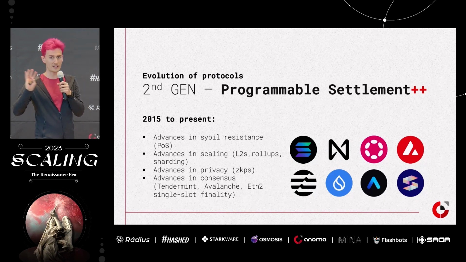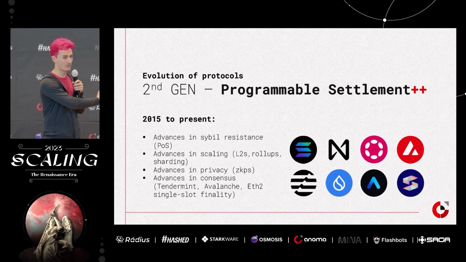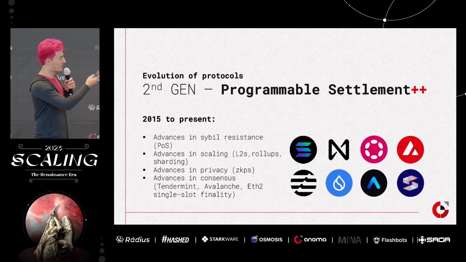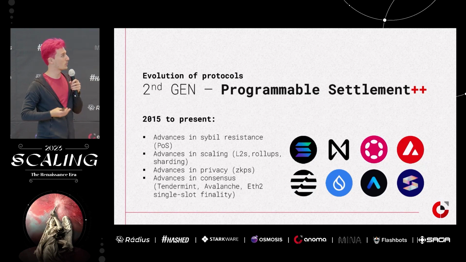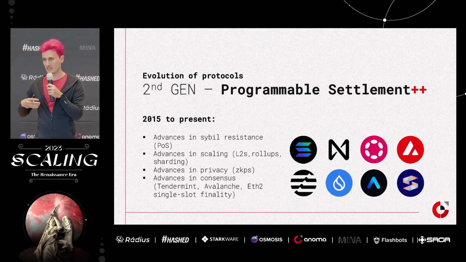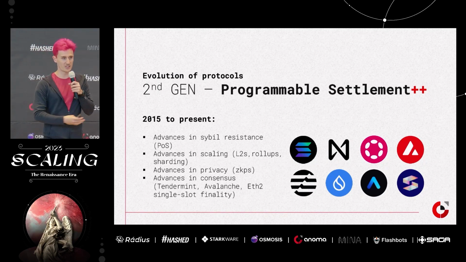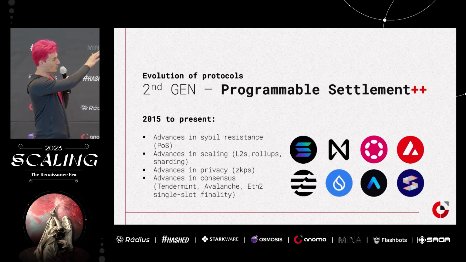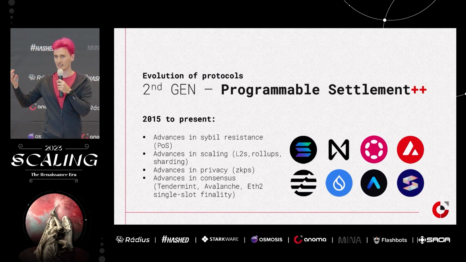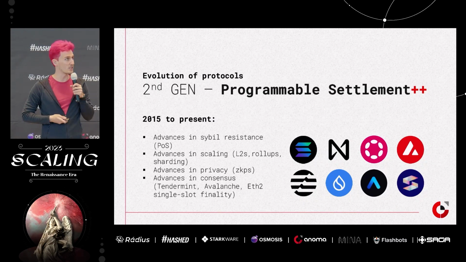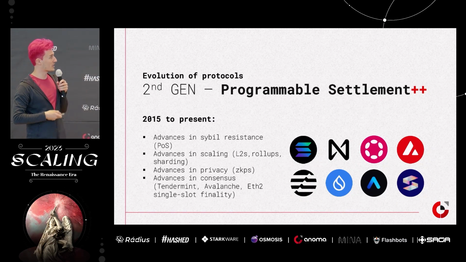And yes, we've made tremendous advances in what these programmable settlement plus plus systems can do, such as advances in proof of stake, advances in scaling with regards to sharding and rollups and so on, advances in consensus, advances in interoperability. This is especially where something like Cosmos and Polkadot comes in, which don't really fit well into this roadmap because they're kind of orthogonal developments in the interoperability and consensus space. But generally speaking, they're still programmable settlement plus plus.